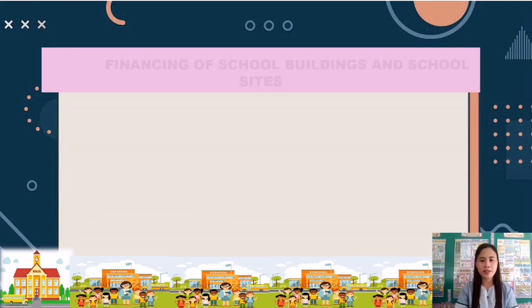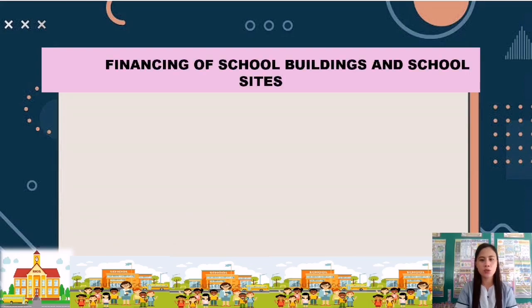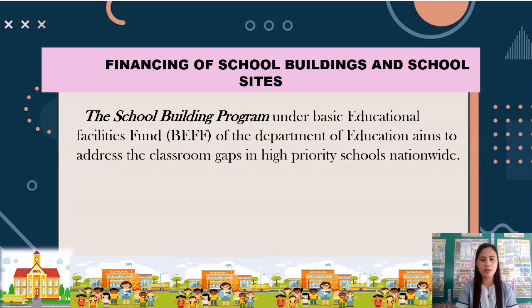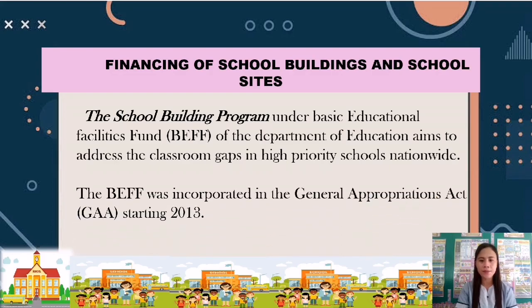And now let us go to the financing of school buildings and school sites. The school building program under the Basic Educational Facilities Fund, or what we call the BEFF, of the Department of Education aims to address the classroom gaps in high priority schools nationwide. The BEFF was incorporated in the General Appropriations Act, or the GAA, starting 2013.